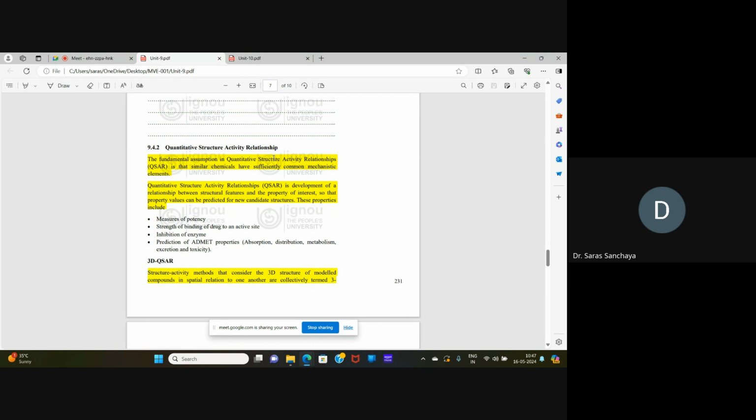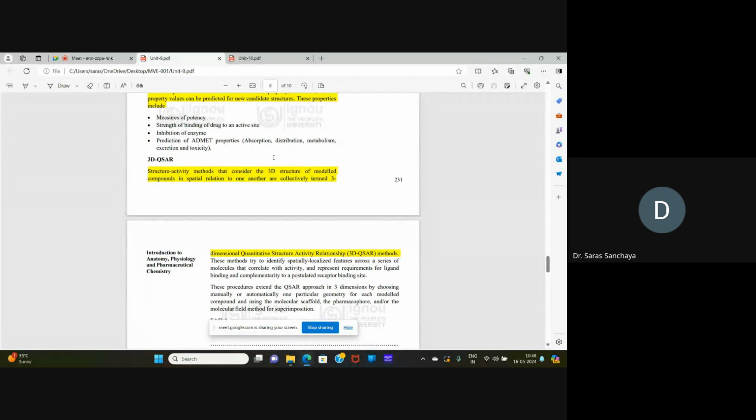These properties include measures of potency, strength of binding of drug to an active site, inhibition of enzyme, and prediction of ADMET properties, that is absorption, distribution, metabolism, excretion, and toxicity. ADMET properties are absorption of the drug, distribution in the body, metabolism in the body, excretion from the body, and toxicity caused by excessive consumption of the drug in the body.